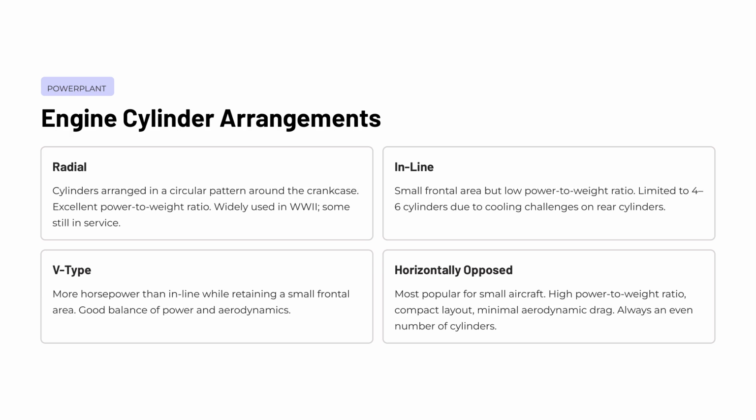Finally, the horizontally opposed engine is the most common configuration found in small general aviation aircraft. Its cylinders are mounted flat on either side of the crankcase, resulting in a high power-to-weight ratio, a compact layout, and minimal aerodynamic drag. You will always find an even number of cylinders in this arrangement. As you progress through your training, you will most likely encounter the horizontally opposed engine more than any other type.